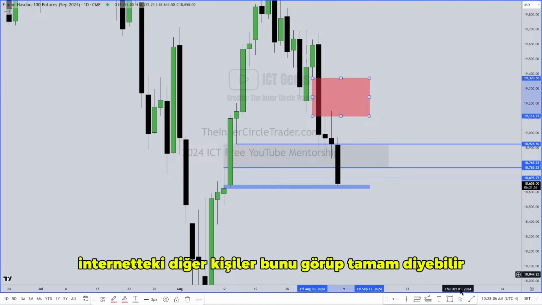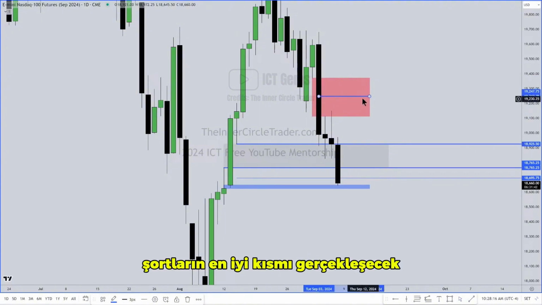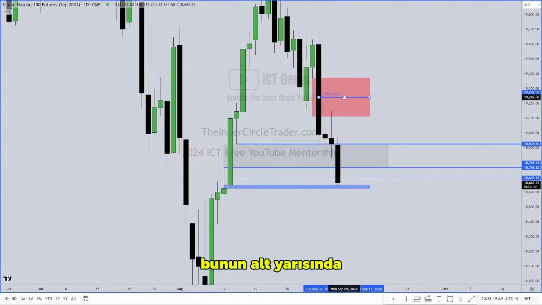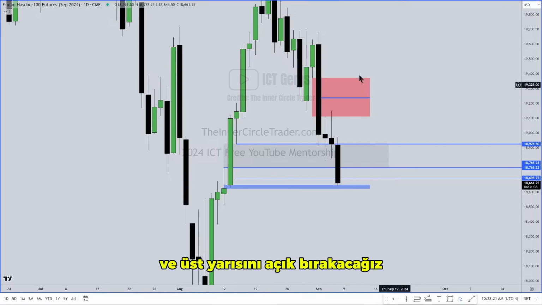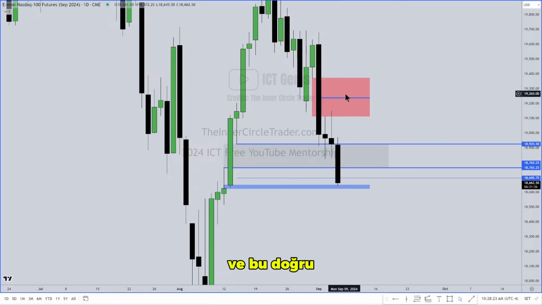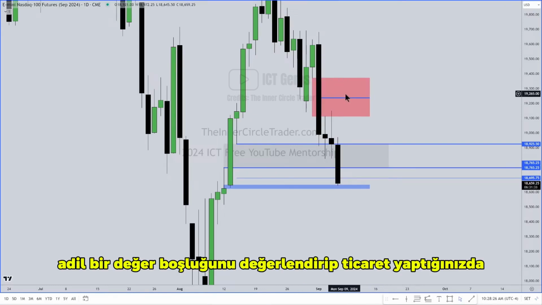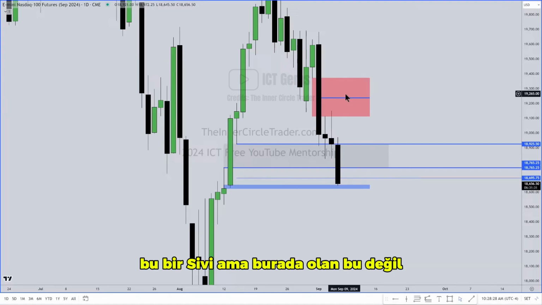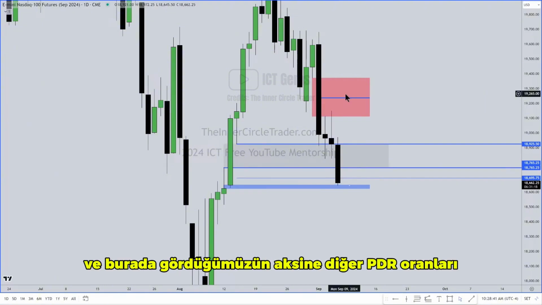Other folks on the internet may see this and say, okay, ICT says that the best portion of shorts are going to occur in the lower half of that, and we'll leave the upper half open. And that is true when you're trading and utilizing a fair value gap that is a SIBI, but that is not what's going on here. That's why I tell you all the time, there is no one trick pony explanation for a fair value gap. You have to understand other factors and other PD arrays. That is not what we're seeing here.